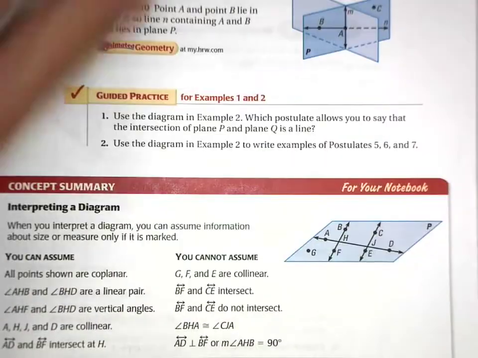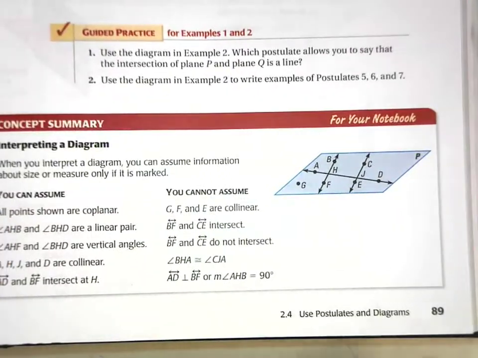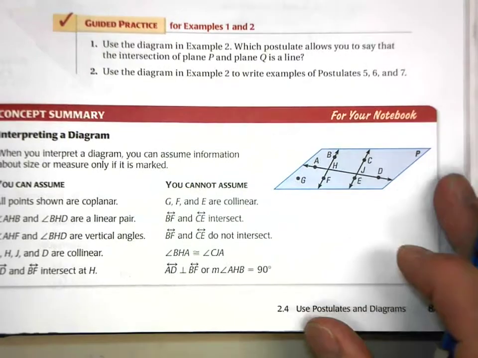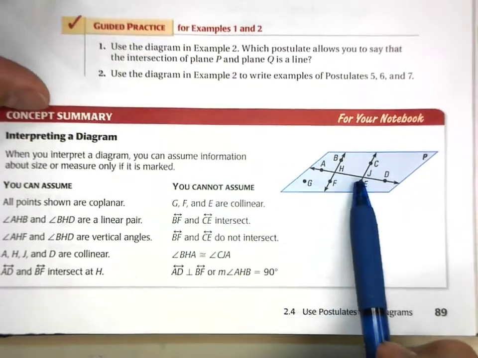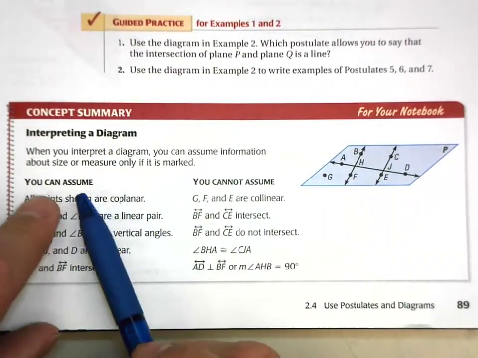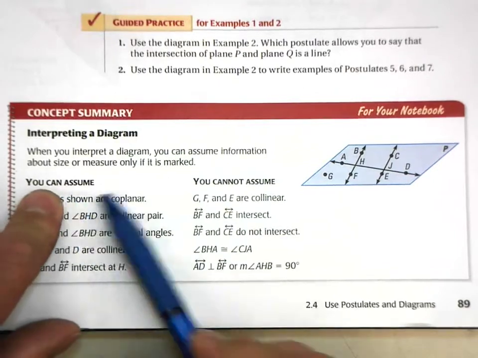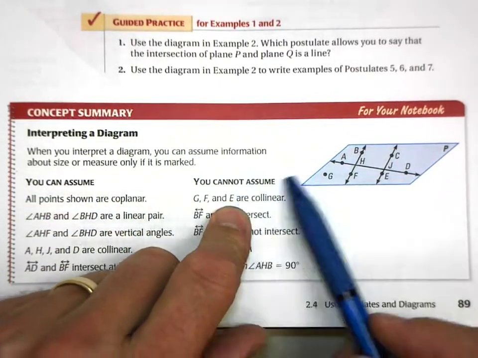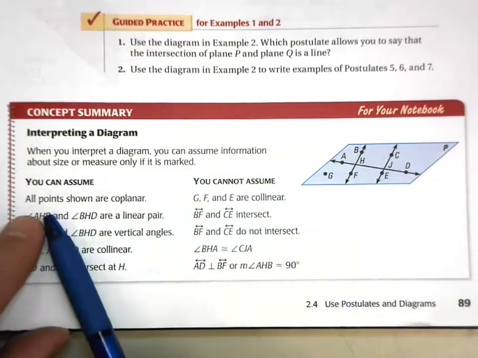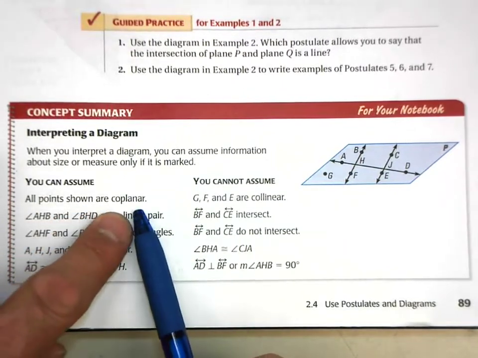Okay, also in your book, this would be helpful for you to look at on page 89. When you are interpreting a diagram, there are things that you can assume and there are things that you cannot assume. So all points shown are coplanar.